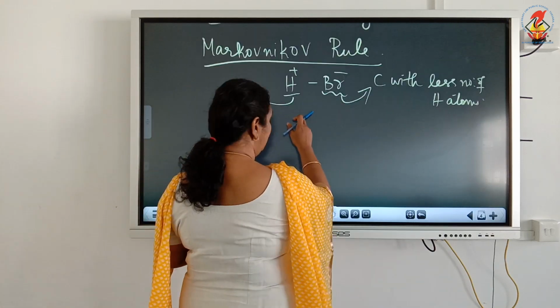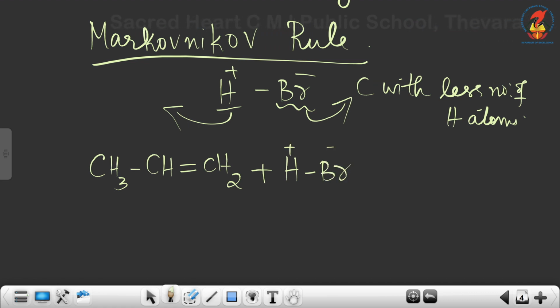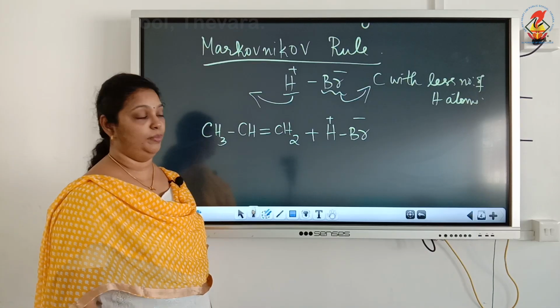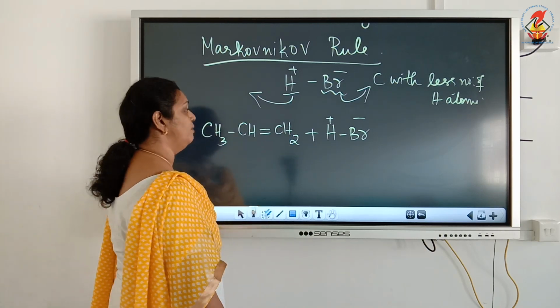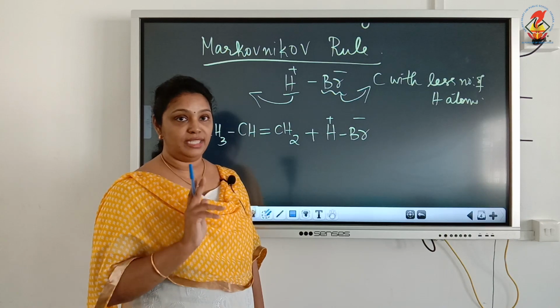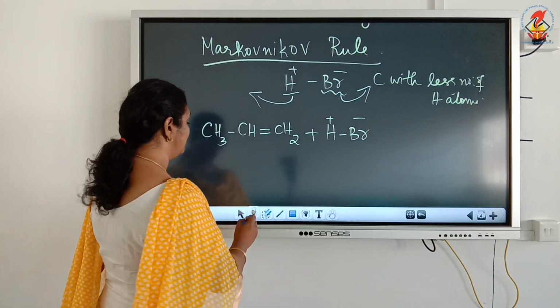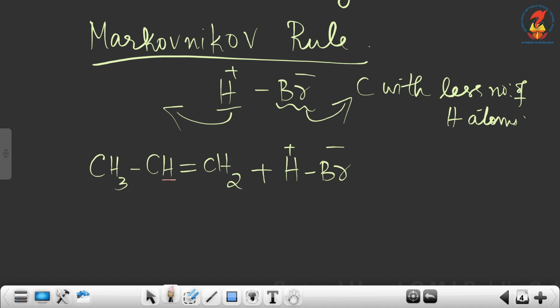We will have an example. The example is propene, CH3CH double bond CH2 plus HBr. We know HBr will dissociate as H plus and Br minus. Now this is an unsymmetrical alkene because unequal number of carbon atom on either side of the double bond. This side we have two carbon and on this side of the double bond we have only one carbon. Now addition takes place according to Markovnikov's rule. What is that rule? The negative part of the addendum will go to that double bonded carbon with less number of hydrogen atom. Now which has less number of hydrogen atom? CH. There is only one hydrogen. Here we have two hydrogens. So the negative part Br minus will add to carbon with less number of hydrogen, and H plus will add to the other double bonded carbon atom.